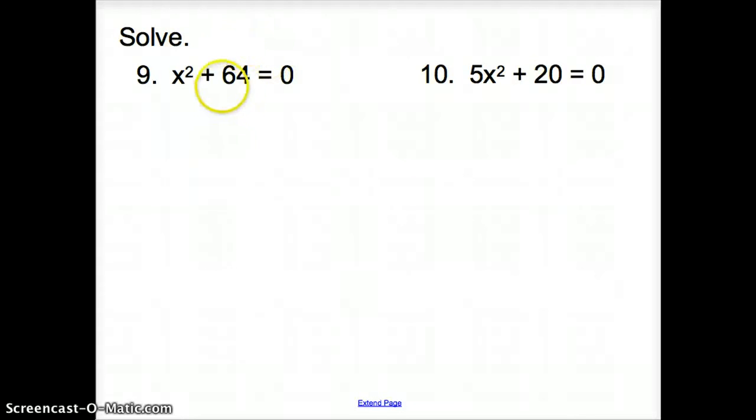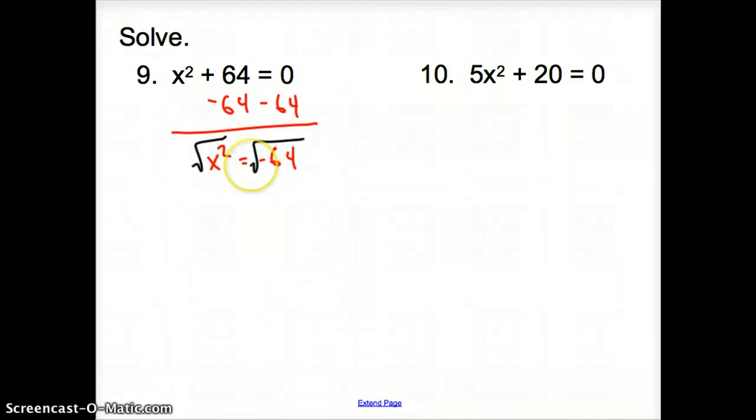Trying some more. Now we're solving for x squared. So with number 9, we want to get x squared by itself. So we are going to subtract 64 from both sides to get x squared equals -64. How do you undo a square? Well, we undo a square with a square root. So now we have x equals the square root of 64 times -1.